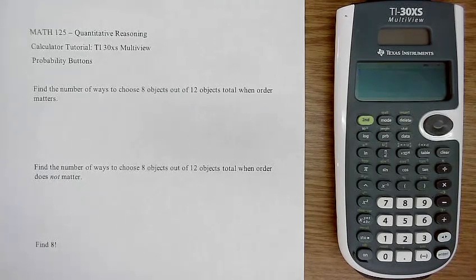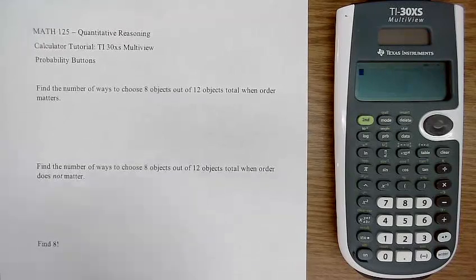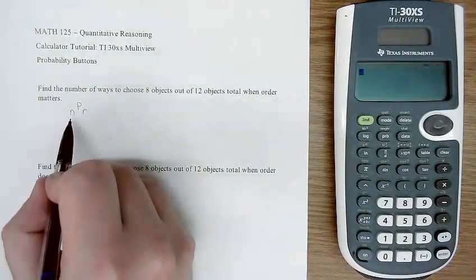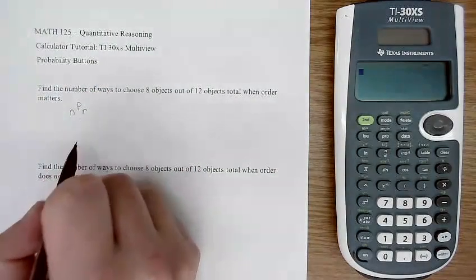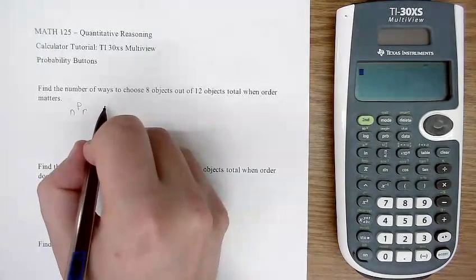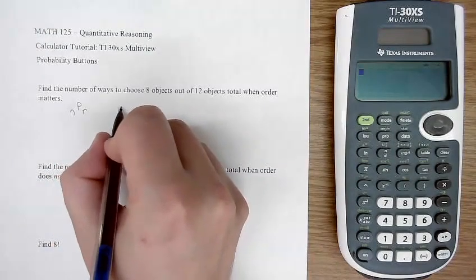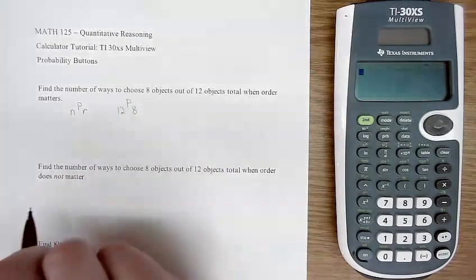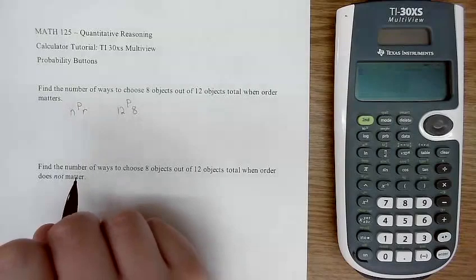So 1, find the number of ways to choose 8 objects out of 12 objects total when order matters. So when order matters, we are going to use a permutation. We usually do the notation for a permutation as nPr, where n is the number of total objects and r are the number of objects we are choosing from the total. So in this case, we are going to have 12 total objects. We are going to permute 8 of them. We're going to choose 8 of them when order matters.